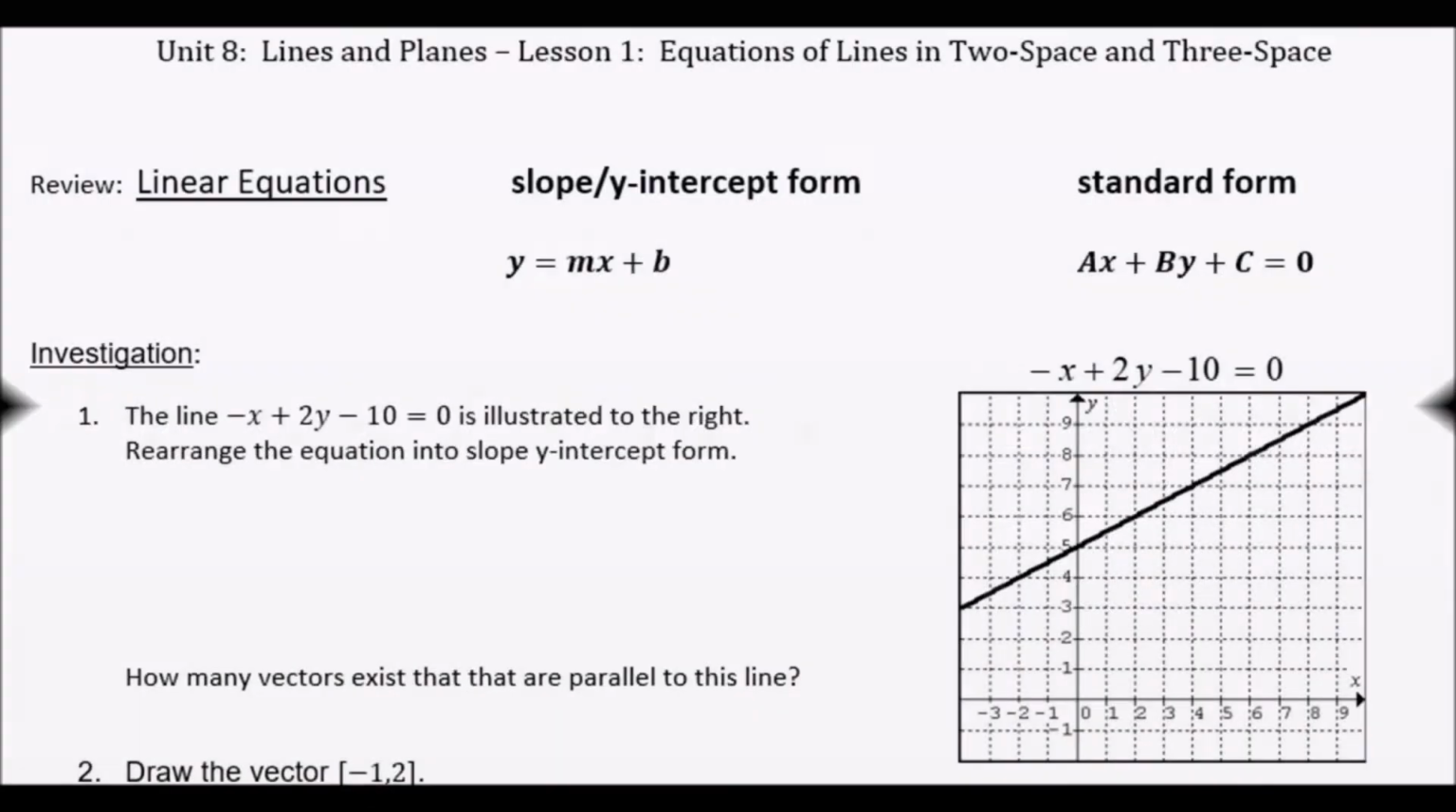Welcome to Unit 8, Lines and Planes, Lesson 1, Equation of a Line in 2 space and 3 space. We're going to review a bit from grade 9 math, and then we're going to move it into calculus and vectors. So here we go, review of linear equations. Of course, we've seen this before.